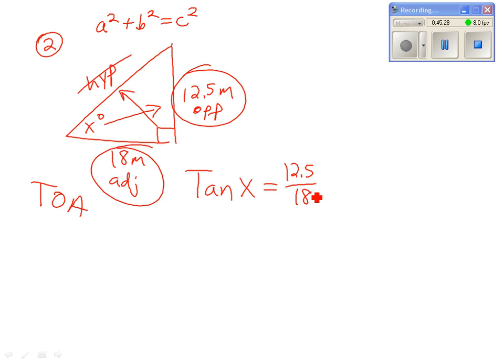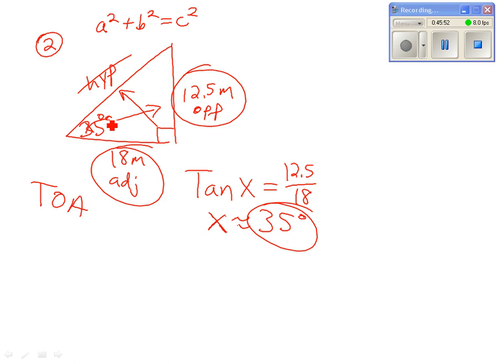What angle does it tell us? What does it tell us to do with this angle? Does it say round it to nearest degree, tenth, what? Nearest degree. Nearest whole number is 35 degrees. So that angle right there is 35 degrees.